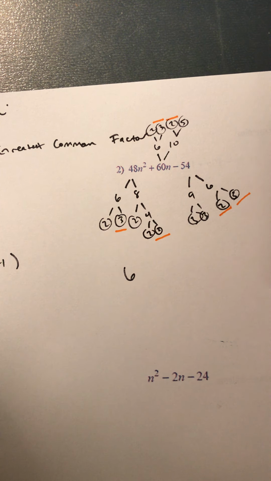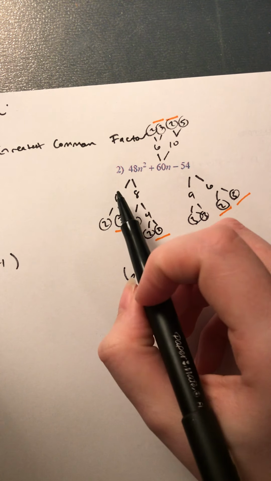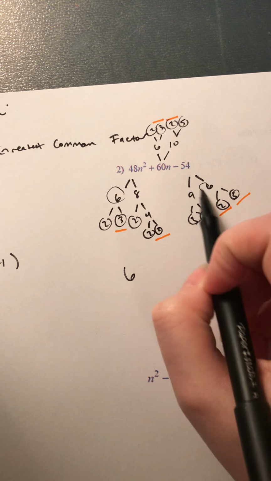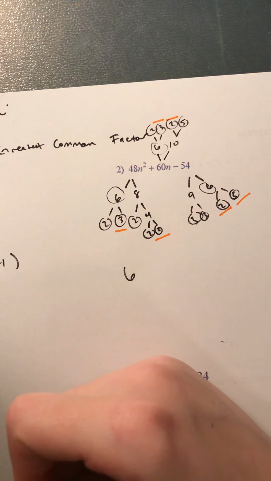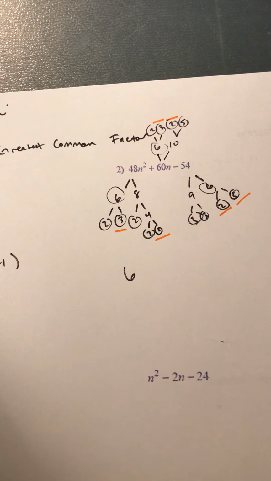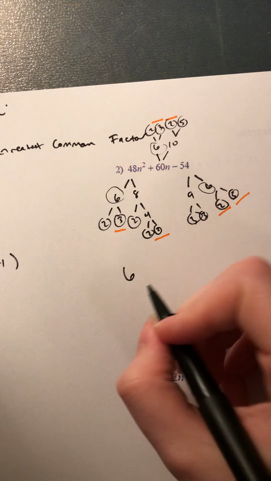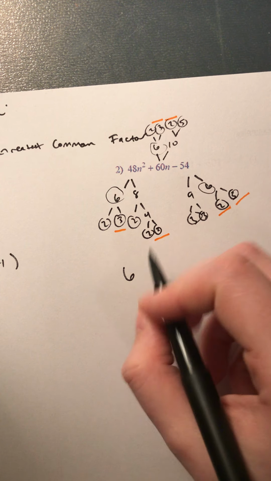So all 3 chunks have at least a 6 in common, 3 times 2. And if you notice, I kind of chose wisely when I was doing my initial. There's a 6, there's a 6, and there's a 6. So all 3 pieces have a 6. So I'm going to take out a 6, and then we're going to look at the variables.